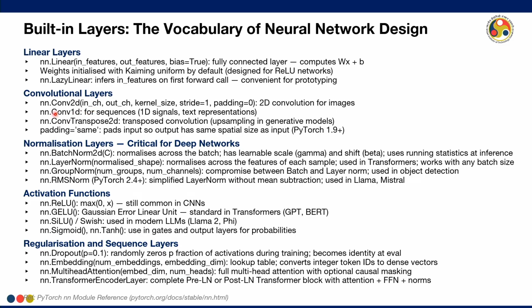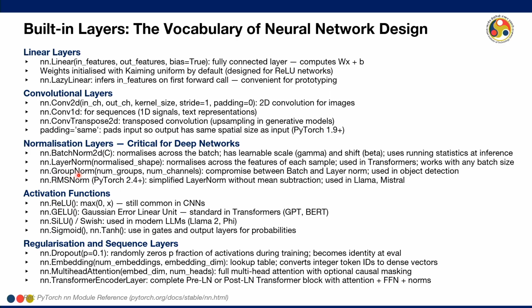We usually use convolution 1D, and I said where the transposed convolution is used. Now there are different types of normalization layers also. nn.BatchNorm2d normalizes across the batch, and it has learnable scale and shift. I will ask you to go through the implementations, but if you know the algorithm, it is easy to use. Layer normalization is also there.